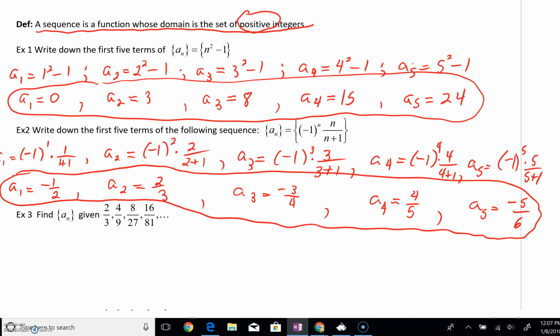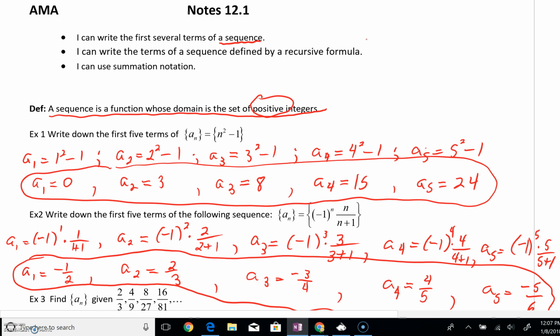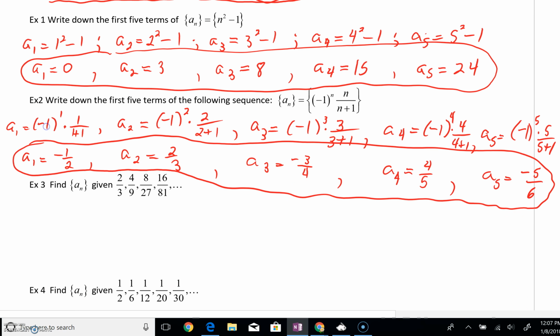Okay, our second learning target is that I can write the terms of a sequence defined by a recursive formula. Actually, that's not even what we're getting into here.